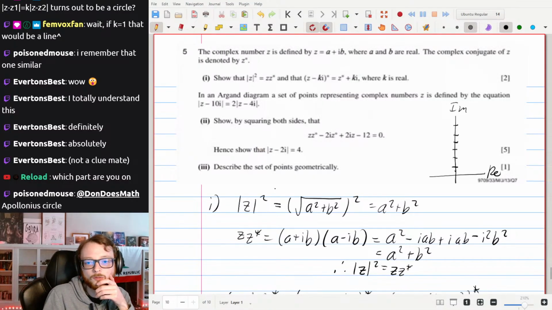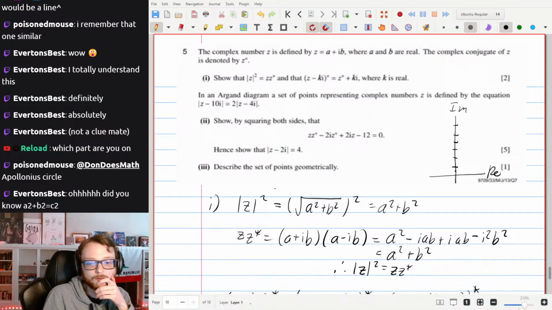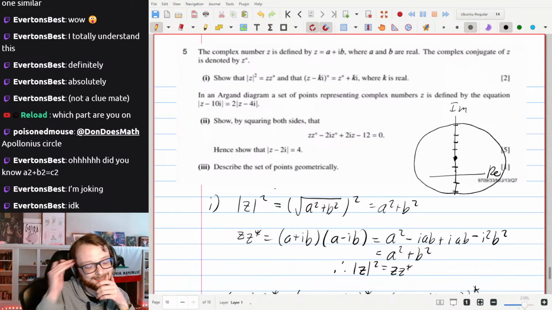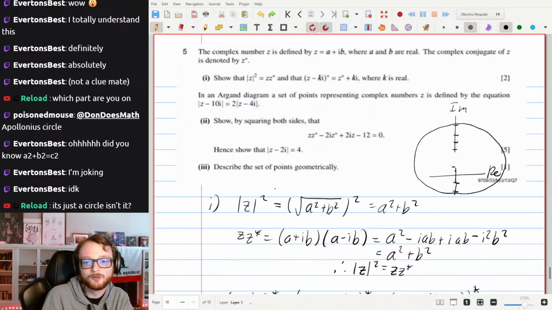Apollonius Circle? I don't know what that is. One big old boob. That's a set of points that we get. a squared plus b squared is c squared. That looks a little too boob-like. I'm sorry, guys. I'm gonna take away the nipple.